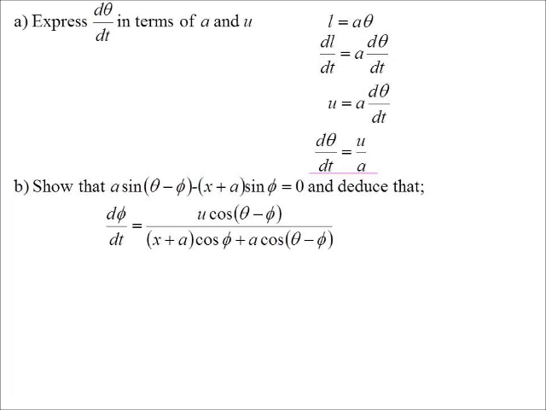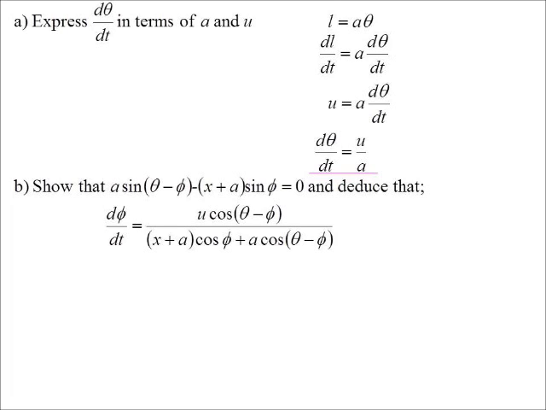Now for the easy bit. We're going to show this lovely expression here: a sin(θ − φ) − (x + a) sin φ = 0. And then from that deduce that the rate of change of phi with respect to time is this beautiful expression, which, as I say, is not a constant. It turns out to be something quite different.